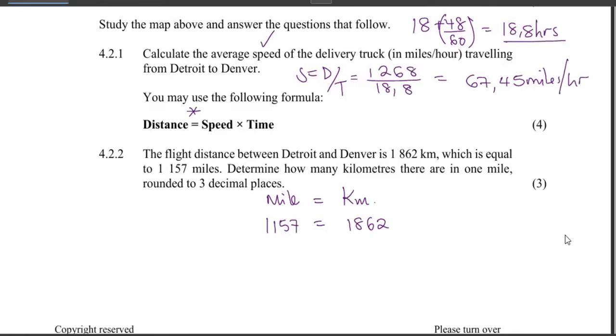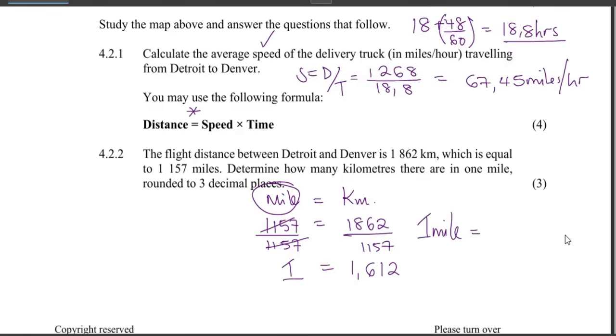So meaning we have to turn this into 1. What do we do? We shall divide through by the same number. We divide through by the same number. In that, here I remain with 1. 1 what? 1 mile. Should give me 1862 divided by 1157. I end up having 1,612. So simply meaning 1 mile is equivalent to 1,612 kilometers.